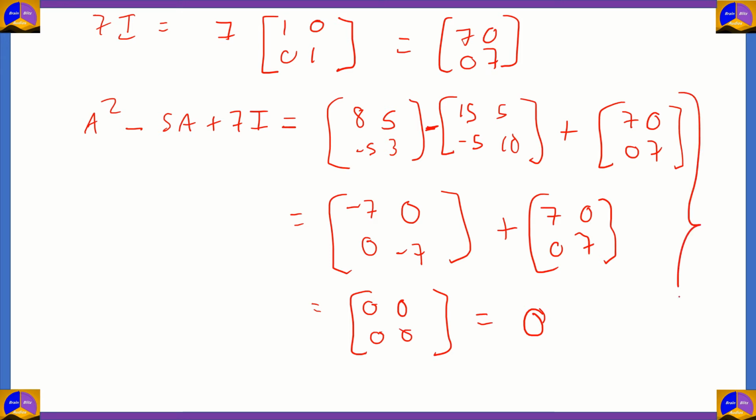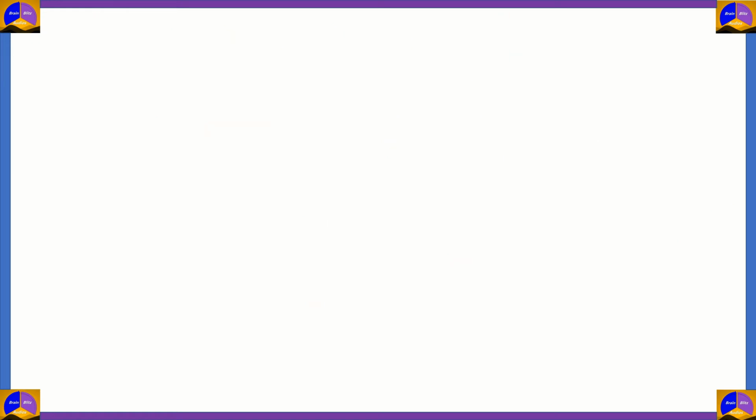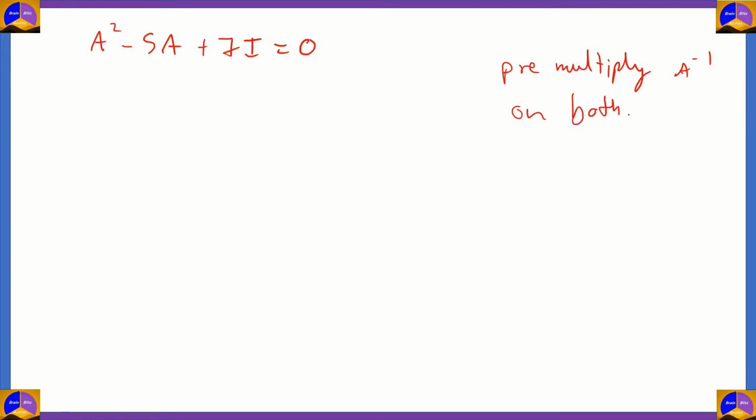Now this whole step earns you 1 mark. So we need to prove that A squared minus 5A plus 7I equals 0, and that proof gives you 1 mark. But we're not done with this question yet. We need to find the value of A inverse. So in order to find the value of A inverse, given A squared minus 5A plus 7I equals 0, the next thing we're going to do is pre-multiply A inverse on both sides.